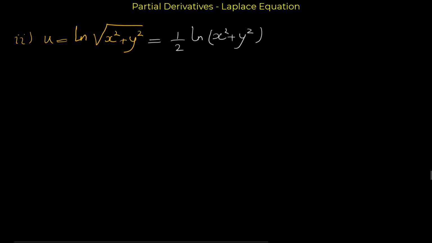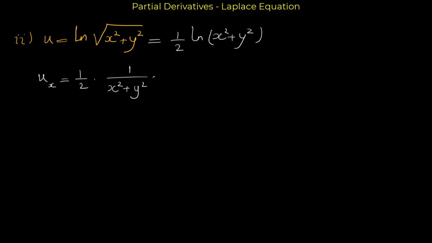Ux, the partial derivative of u with respect to x. We keep the 1/2 as the coefficient. Remember, the derivative of ln of an expression is 1 over that expression. So the derivative of ln of x to the 2 plus y to the 2 would be 1 over x2 plus y to the 2. But because of the chain rule, we always multiply by the derivative of the inside. What is the derivative of the inside? What is the derivative of the bracket?